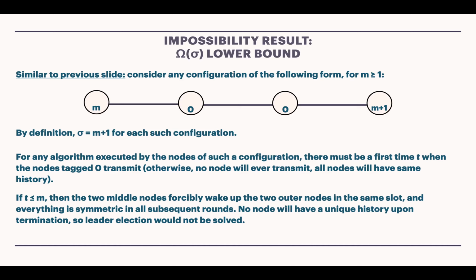So we can conclude that t has to be strictly greater than m, and that tells us that the running time of the algorithm must be at least m, and m is big omega of sigma, so that's basically the proof right there. Next, we'll consider the big omega of n lower bound.